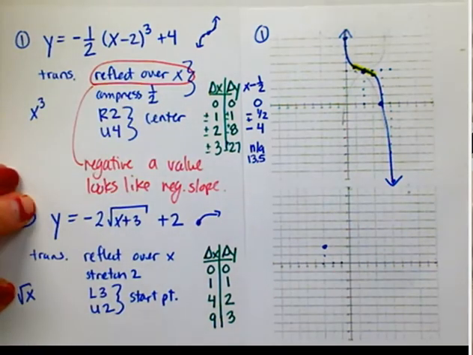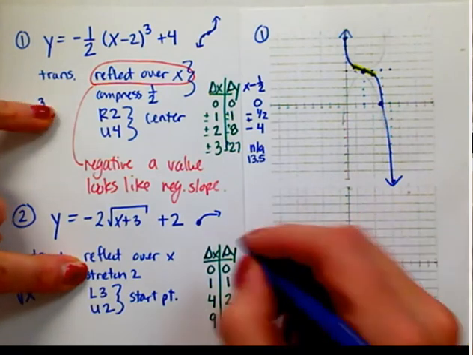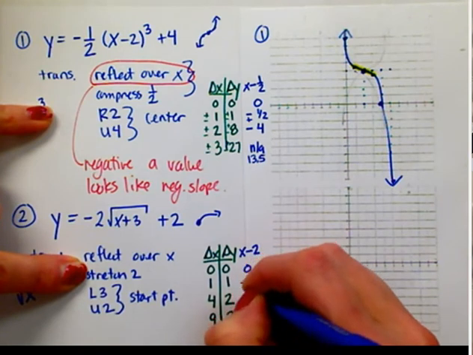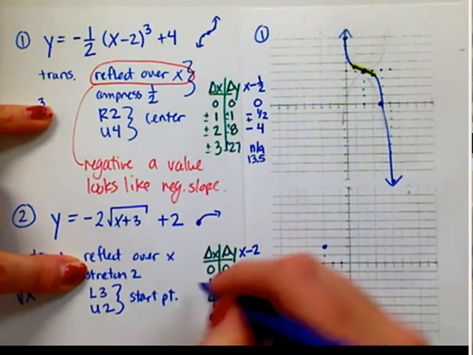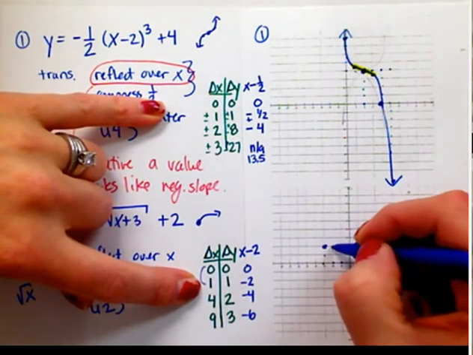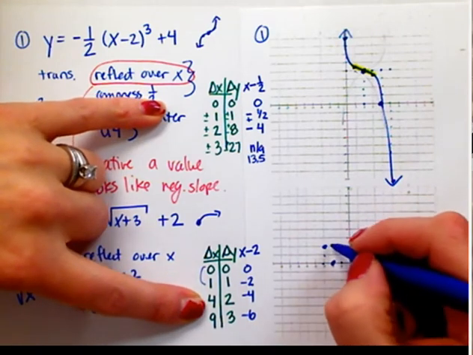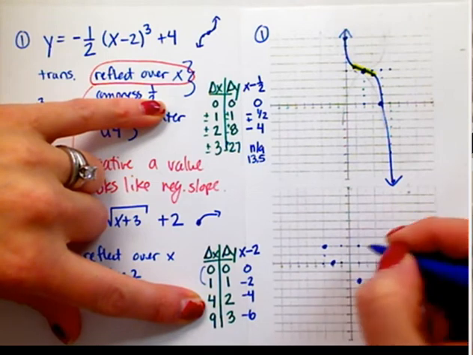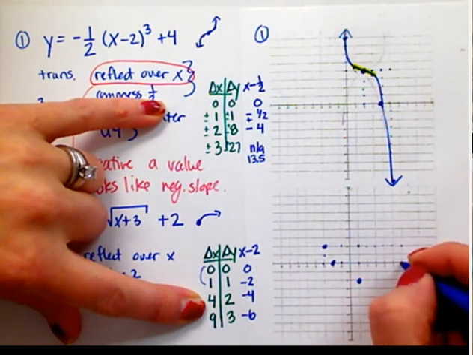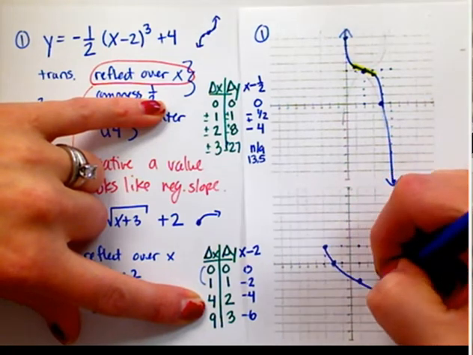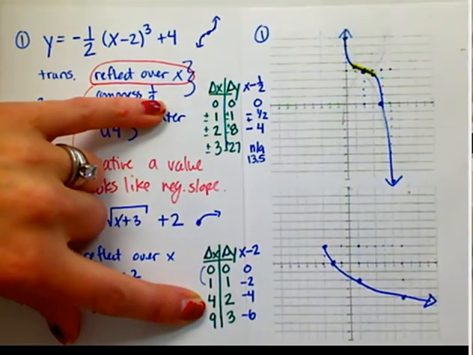Okay, now let's count. We've got the stretch of 2, so I'm going to times by negative 2. These are going to be my values. So over 1, down 2. Over 2, 4, down 2, 4. Over 4, 5, 6, 7, 8, 9, down 2, 4, 6. And connect. Keep in mind, the starting point is the point. The other end is the arrow.